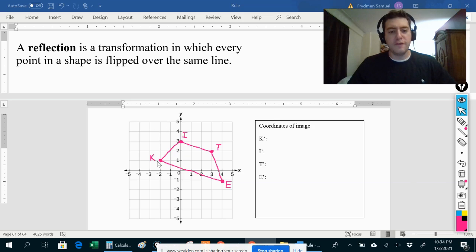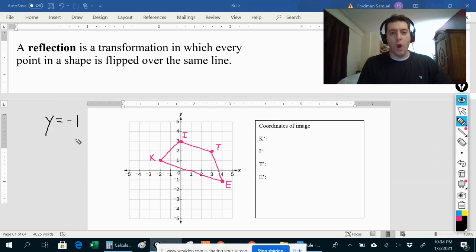Okay, so we have 4 points over here, K, I, T, and E. Actually, we have an infinite number of points because in between any 2 points here, each point along the line segment is another point. But we're mostly going to be focusing on these 4 points over here. And let's just say that we wanted to flip this shape over the line y equals -1. So I'll write that on the side over here. Y equals -1.